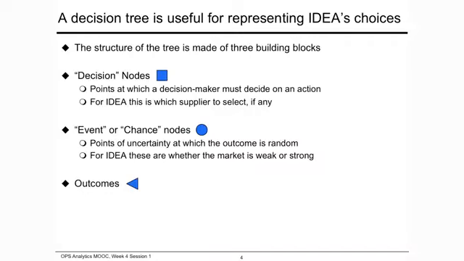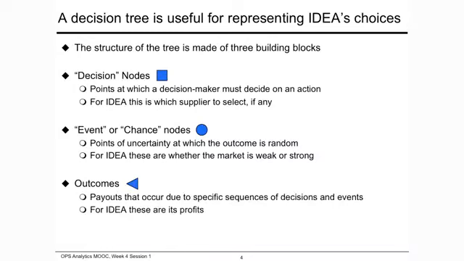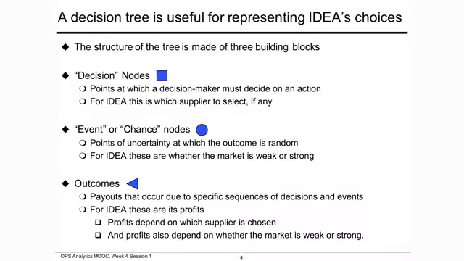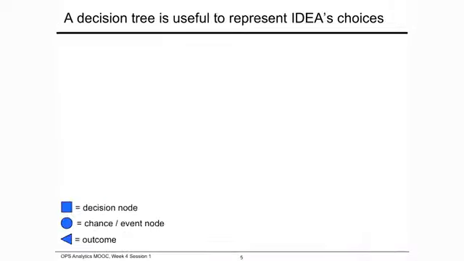Finally, outcomes are represented as triangles. Outcomes are payouts that occur due to specific sequences of decisions and events. For IDEA, the outcomes are its profits. They depend on which supplier IDEA chooses, S, P, or none, and it depends on whether the market is weak or strong. Now that we've defined the decision nodes, the event nodes, and the outcomes, we'll build the tree.